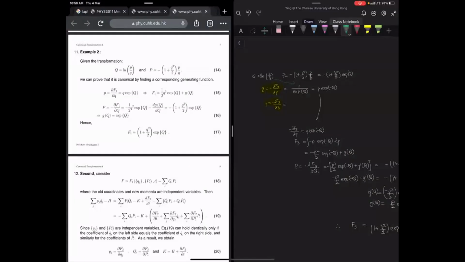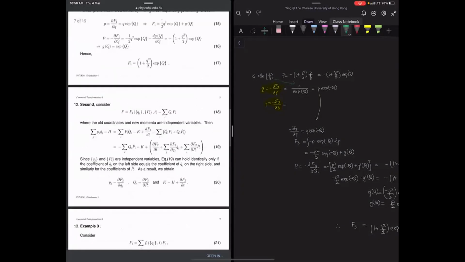So the question we have is the same as example 2 in canonical transformation 1. I'll put them side by side so that it's easier to understand. Last time you mentioned to us not to use the exact same approach of the first type, so I chose the third type.